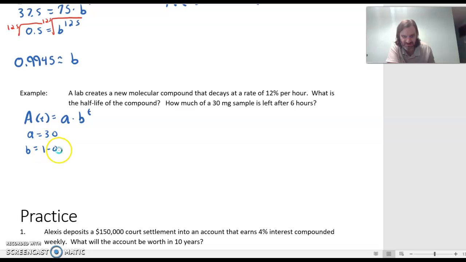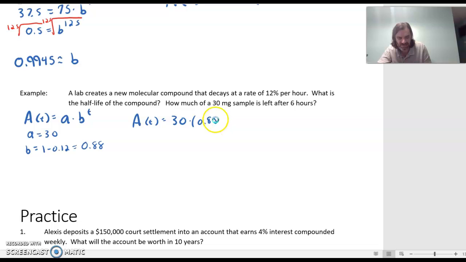So we can say 1 minus 0.12. So the b would be 0.88. Now that's a rate, that's not a time. So when we set up the function, it can look like A of t equals 30 times 0.88 to the t. If we plug a number in for t, we will know how much is left after that amount of time. But we don't know the half-life time. But we do know that 15 is half of 30. So we can plug that in as an ending amount and figure out the time that would work there.